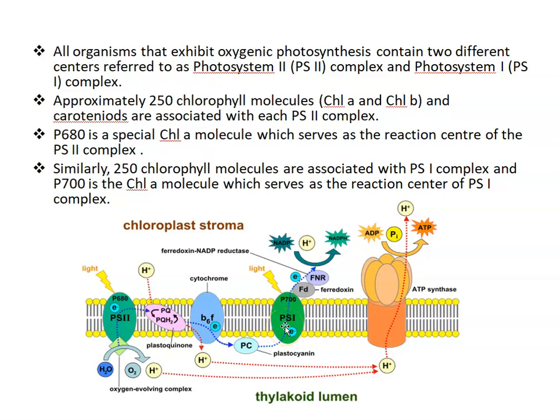Approximately 250 chlorophyll molecules, chlorophyll A and B, and carotenoids are associated with each photosystem 2 complex, right? And P680 is the special chlorophyll A molecule which serves as the reaction center of the PS2 complex. Similarly, in PS1, 250 chlorophyll molecules are associated with the photosystem 1 complex, and P700 is the chlorophyll A molecule which serves as the reaction center of the photosystem 1 complex, right?